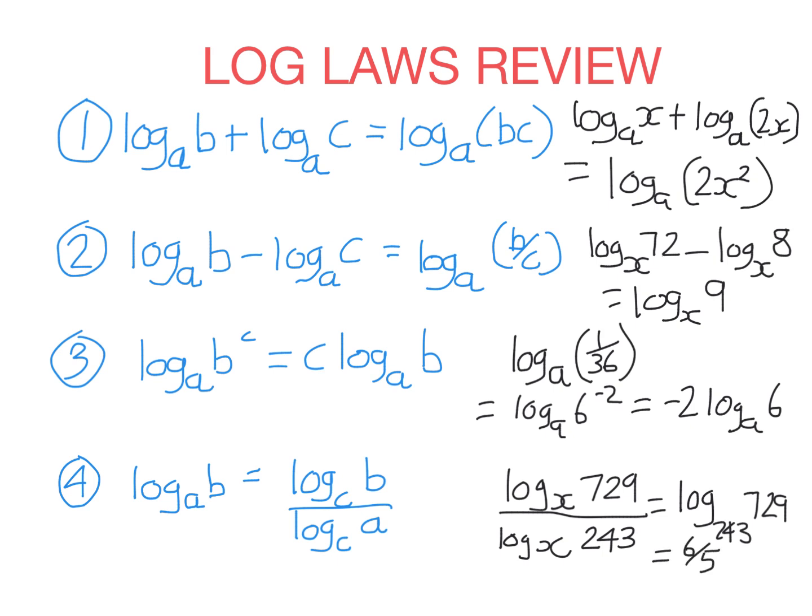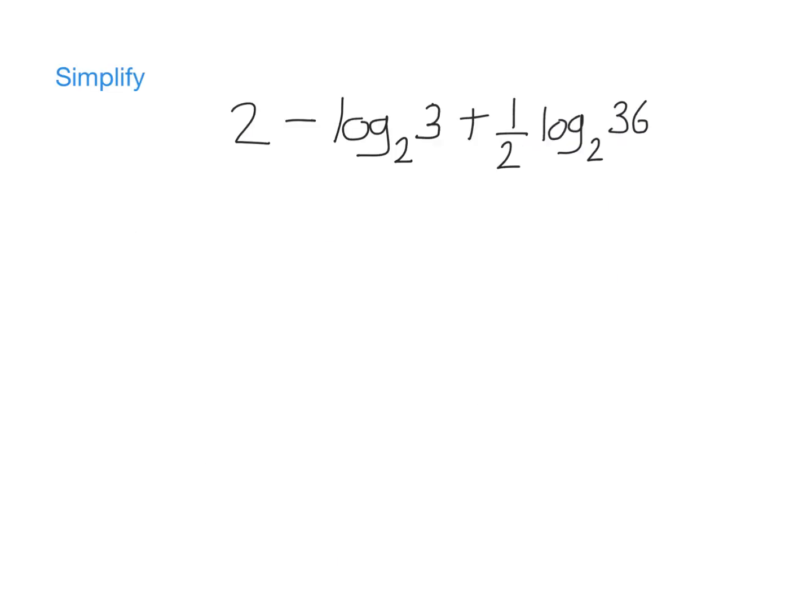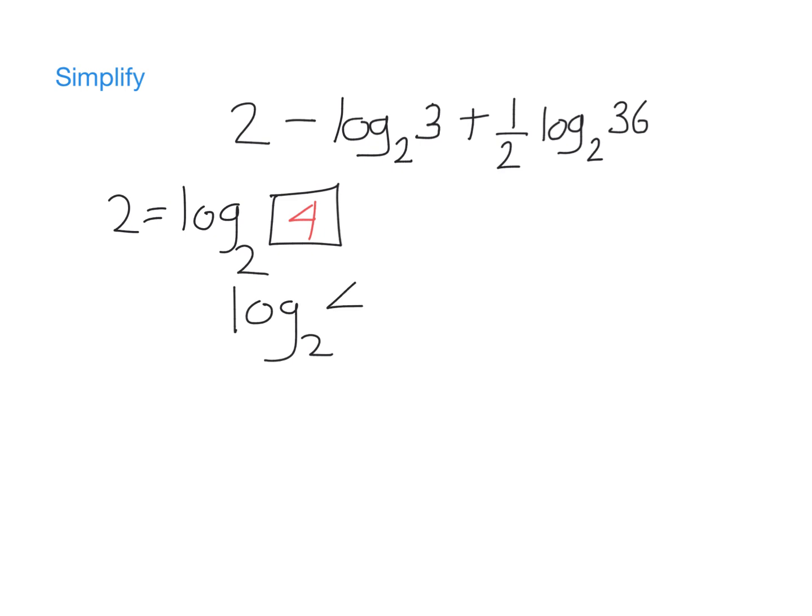All right, let's turn our attention to a more complex simplification of logs. So we're going to simplify this. I'm going to write this as a single logarithm, log base something of something. So because I have log base 2 here, I want to write 2 as log base 2 of something. So which number should I actually put here? Well, I want this to equal 2. So the definition of log is this number to this power equals that. So the number that goes here is 2 to the power of 2, which is 4. So I'm going to rewrite this expression as log 2 of 4 minus log 2 of 3.